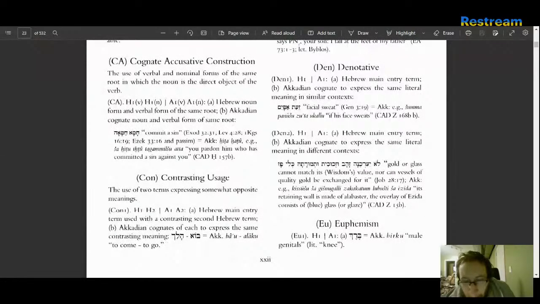EU is a euphemism. The same euphemism occurs both in Hebrew and Akkadian. Here we see the Hebrew main entry term, the Akkadian cognate to express the same literal meaning in similar contexts. Hebrew main entry term, Akkadian cognate to express the same literal meaning in different contexts. Again.